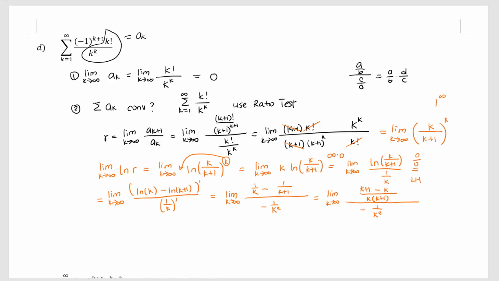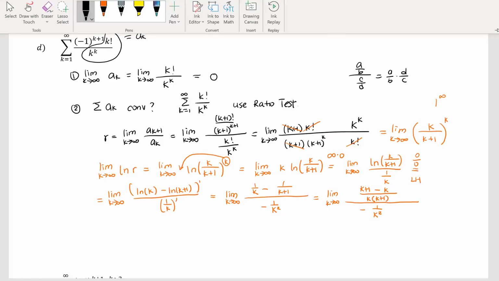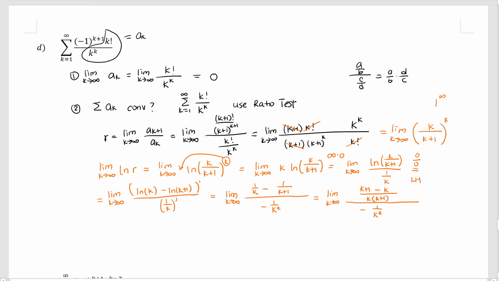And the bottom stays the same. So you can see we have k and k cancel. So we have 1 over that. What is that? So 1 on top, and k plus 1 in the bottom. And the minus, we can think of minus 1 as downstairs, and k squared is actually upstairs.